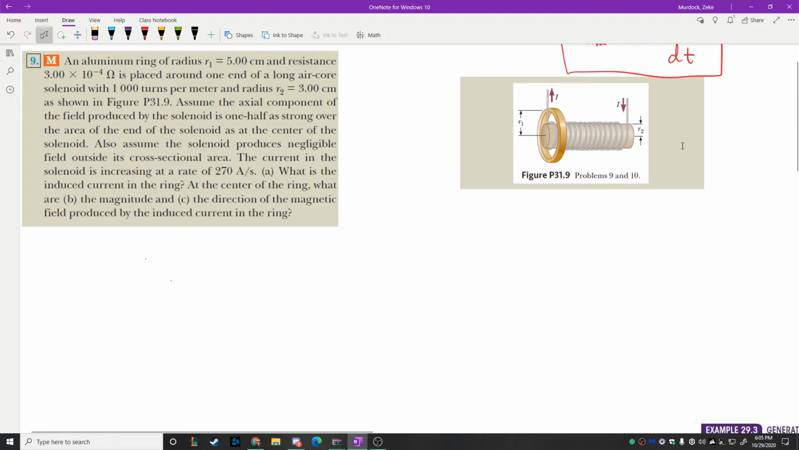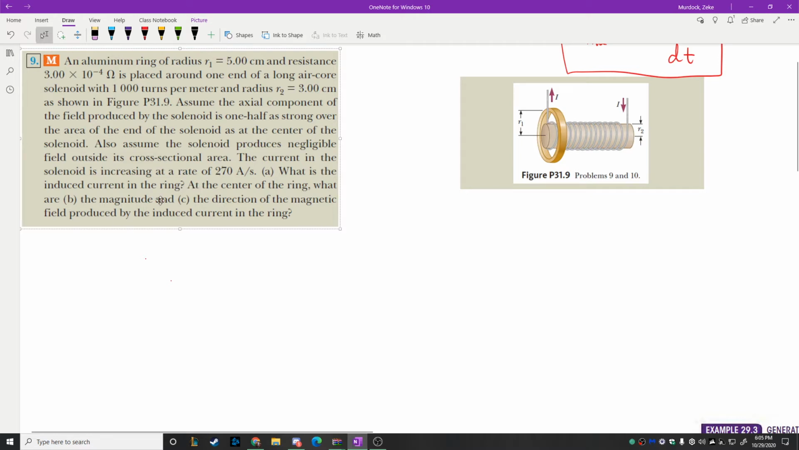The solenoid has a radius R2, which is the smaller radius here, of 3 centimeters, and we want to assume that the axial component of the field produced by the solenoid is 1/2 as strong over the area of the end of the solenoid as the center of the solenoid. We'll talk about what that means in a second. It says, also assume the solenoid produces negligible field outside of its cross-sectional area. The current in the solenoid is increasing at a rate of 270 amps per second. We need to find the induced current in the ring.